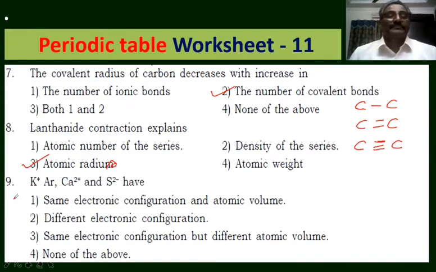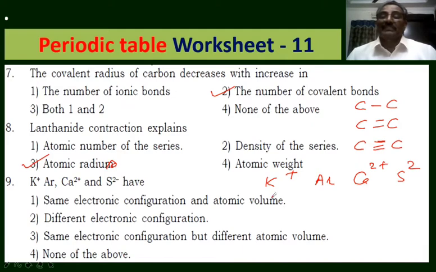Next, K+, Ar, Ca2+ and S2- have the same electronic configuration and atomic volume. They have the same electronic configuration as the number of electrons is the same. K+ has 18 electrons, Ar has 18 electrons, Ca2+ also has 20 minus 2, that is equal to 18 electrons. Sulfur 2- has 16 plus 2, that is also 18 electrons.